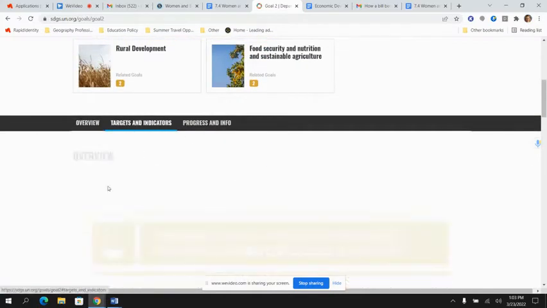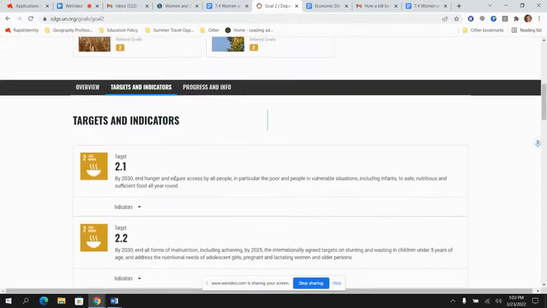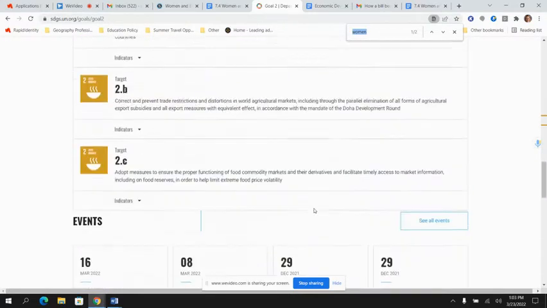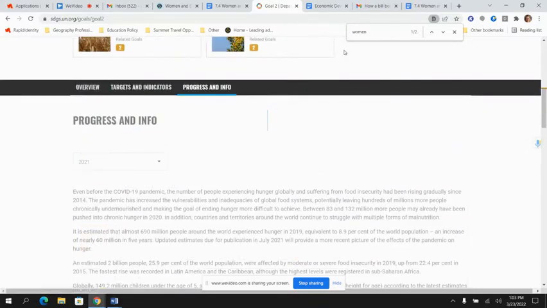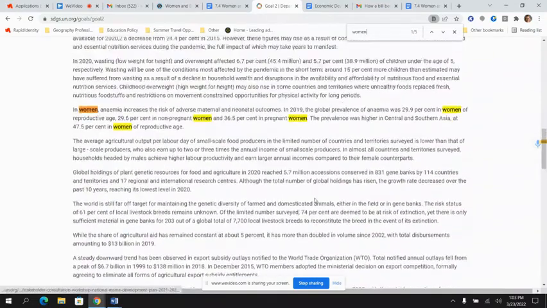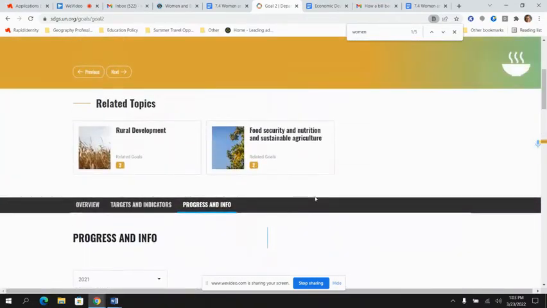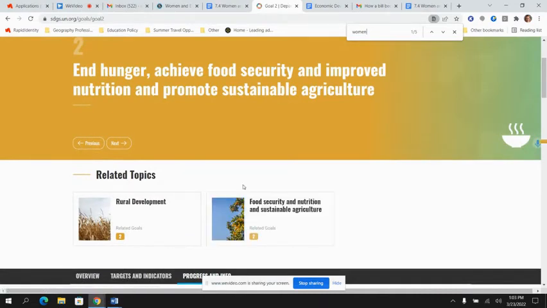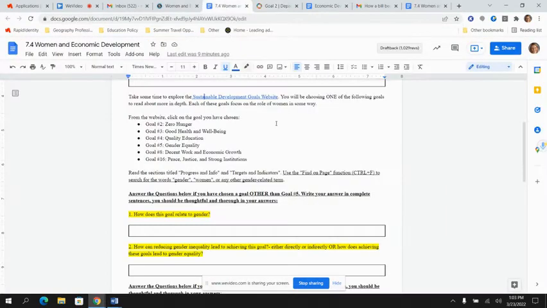One way that you're going to do that is you're going to go to these targets and indicators, then the progress and info, and you're going to do Control F and type in women. You'll notice that the word women shows up a couple times here. If I go to progress and indicators and type that in again, it's going to show up in this paragraph. So you're going to think about, what does women have to do with zero hunger? How does the goal of ending hunger and achieving food security relate back to women? If you do that one, you may think back to our egg unit. But there are other ones as well.